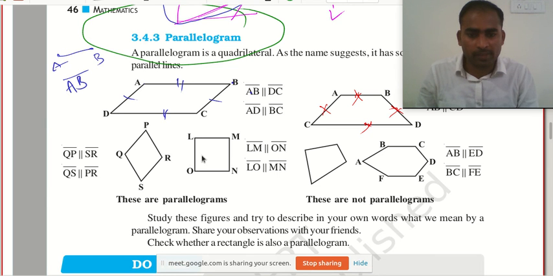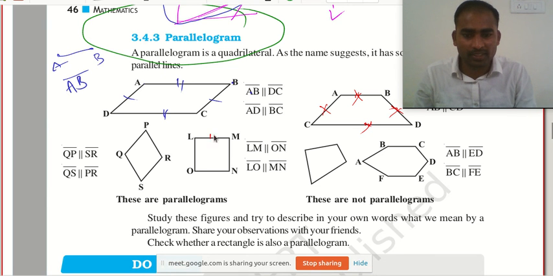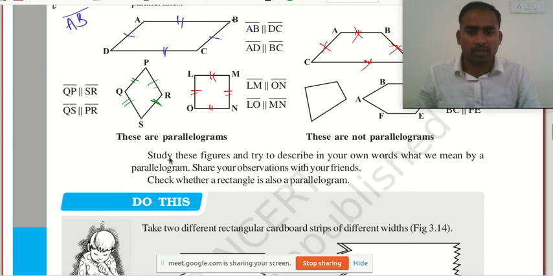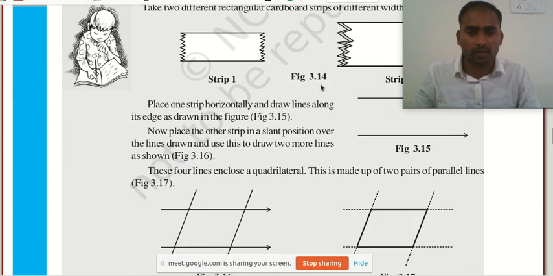So a square is a parallelogram. Yes, a square is also one special case of a parallelogram. A rhombus is a parallelogram. Is this a parallelogram? This is also a parallelogram. This and this are the same equal length. This and this also. Clear? These are the parallelograms. These are not parallelograms.